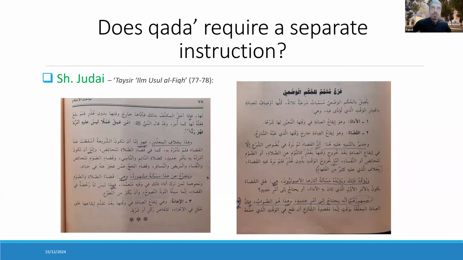So what does Sheikh Abdullah al-Judai say? He says that, okay, يتصل بالحكم الوضعي مسميات شرعية ثلاثة كلها أوصاف للعبادة باعتبار الوقت الذي تؤدى فيه. So you have 3 different categories also related to Hukm Wad'i, right? These actions, and in relation to the time in which they're fulfilled. And so what's the first? Al-ada, and the second is qada, as we've explained previously.